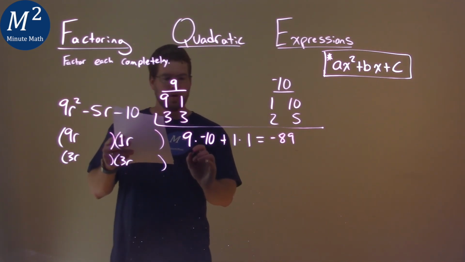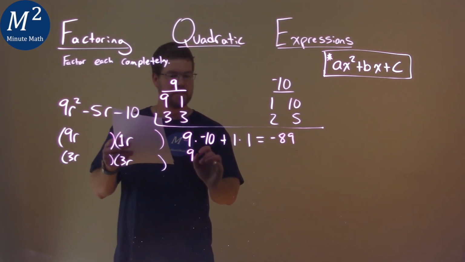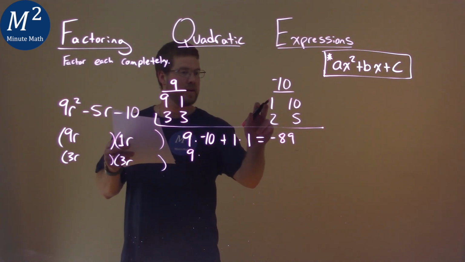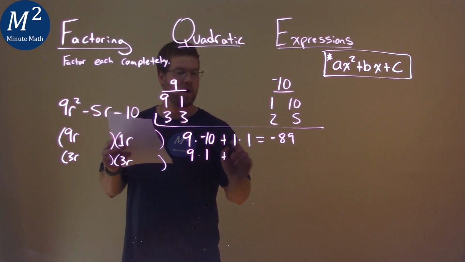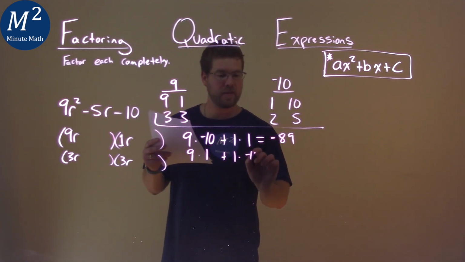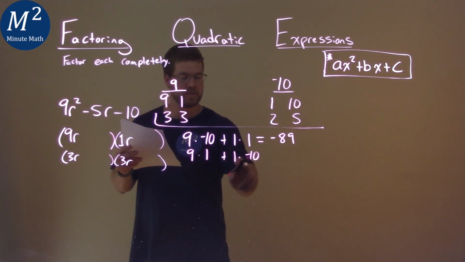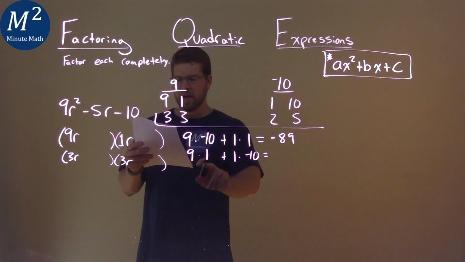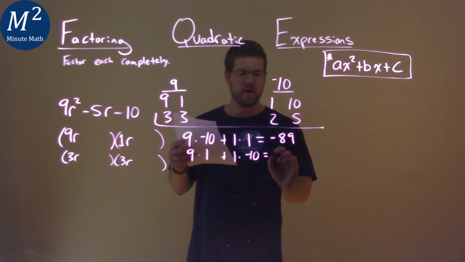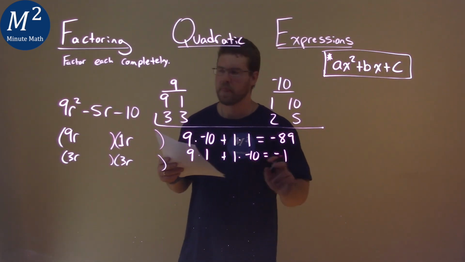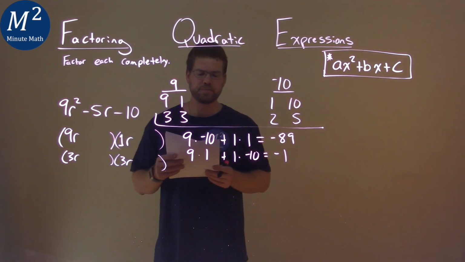If we do 9 times this one right here, plus 1 times this negative 10, we still have a larger of the two pairs there. The negative here will be larger. But testing that out, 9 times 1 plus 10 times negative 10 is a negative 1. That's not equal to negative 5.